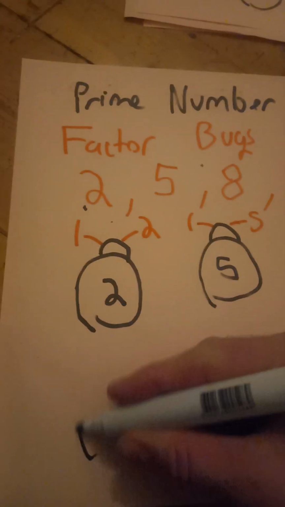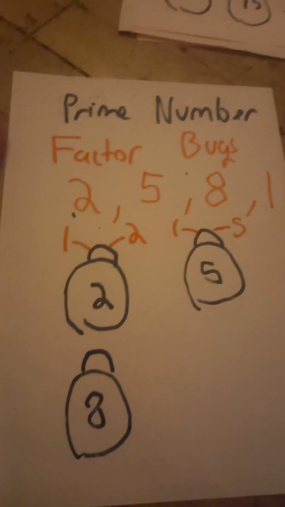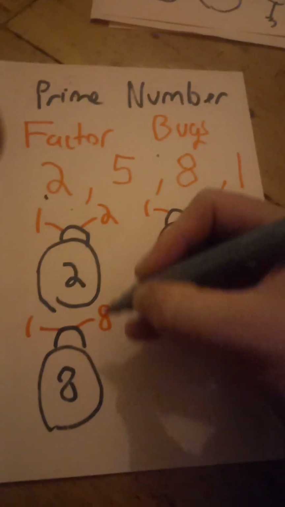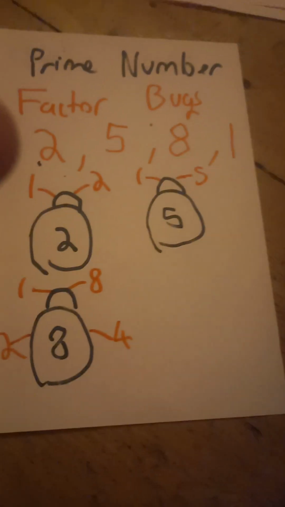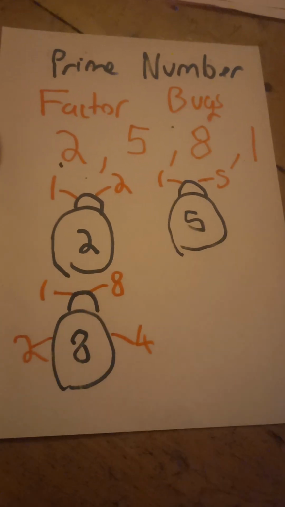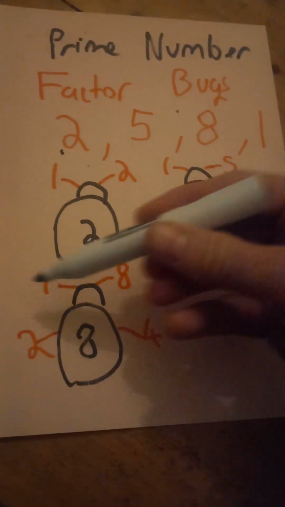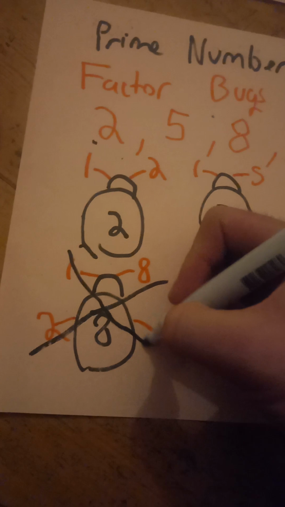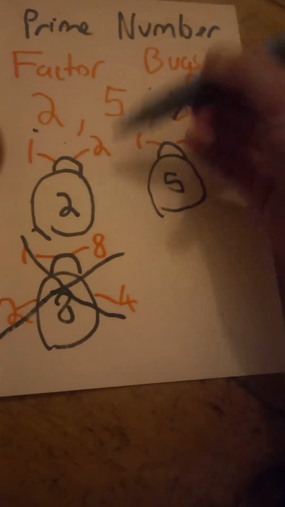Now let's look at 8. Okay, 8. 1 and 8. Wait a minute. 2 and 4. Okay, 2 times 4 is 8. 1 times 8 is 8. There's multiple ways of making it. Okay, so it's got legs as well. That cannot be a prime number. Let's cross it out. It is not a prime number. A prime number will have exactly 2 factors.